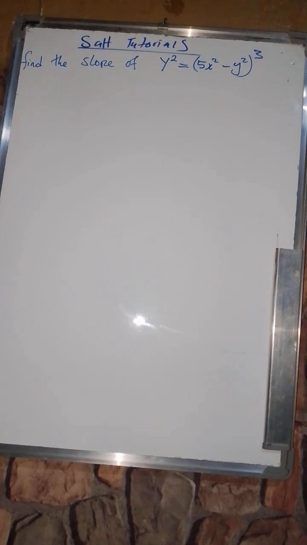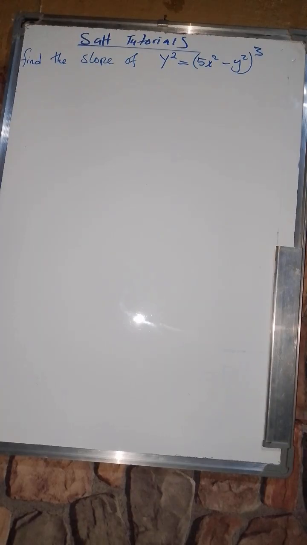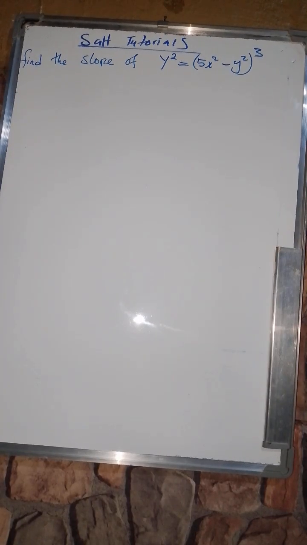So we have another question there. But this time around, we are being told to find the slope of the equation y squared equals 5x squared minus (y squared) to the power 3. First task, before you do anything, breathe in, breathe out. Understand first what the slope is. In the other language, you're talking about the gradient. How do we find the gradient?